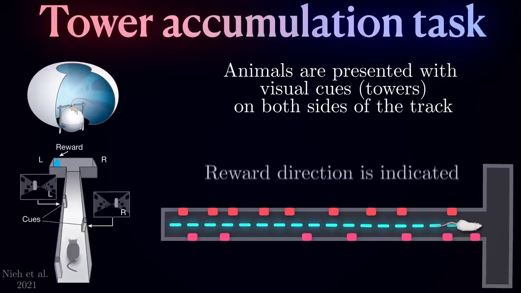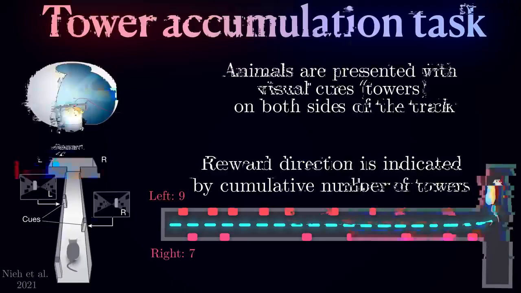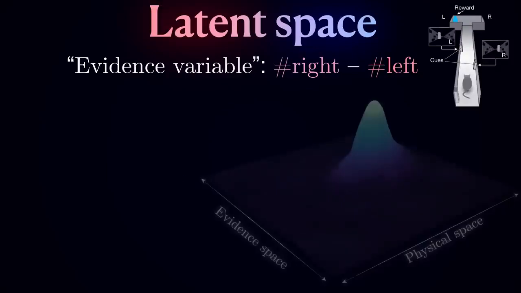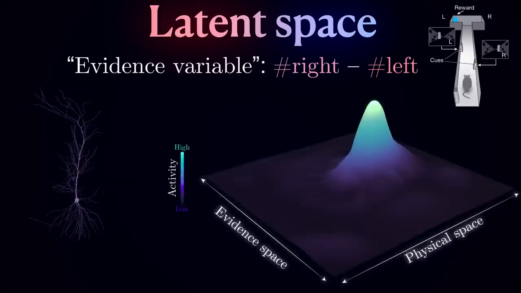The direction of the reward is indicated by which side had the higher number of towers. So, for example, if you encounter in total 9 towers to your left and only 7 to your right, it indicates that you need to turn left to get a reward, since it has a higher number of cues. This number of towers, or better yet the difference between the two sides, forms a latent evidence space, and it turns out that there are hippocampal neurons which form place fields in this latent space.